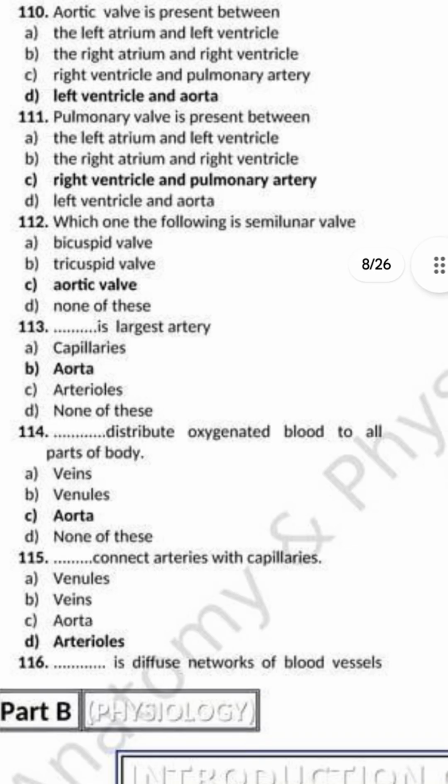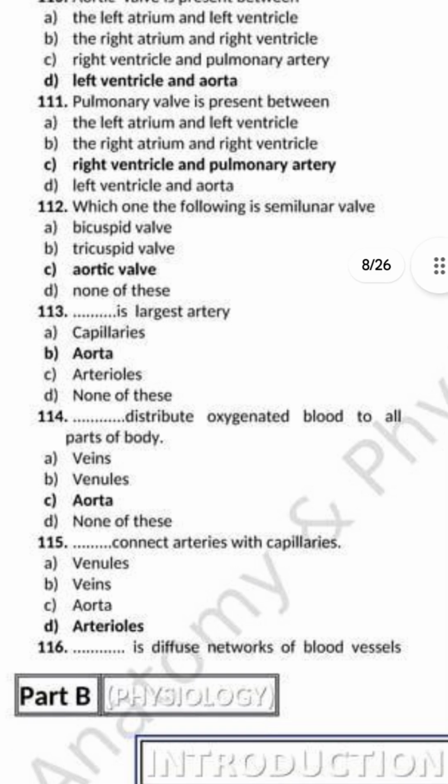Then dash distributes oxygenated blood to all parts of the body. Veins, venules, aorta, none of this. The answer is aorta. The aorta distributes oxygenated blood to all parts of the body. The next one, dash connects arteries with capillaries. Arterioles, aorta, veins, venules. The answer is arterioles connect arteries with capillaries.